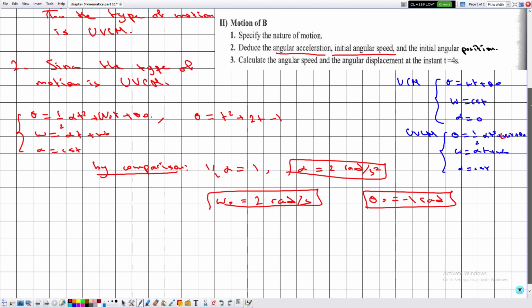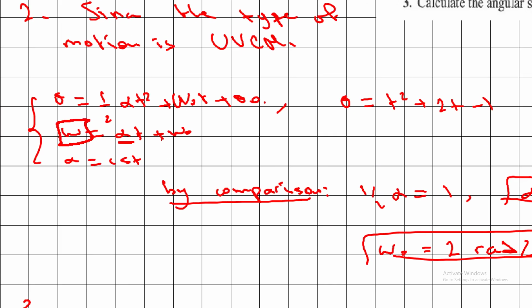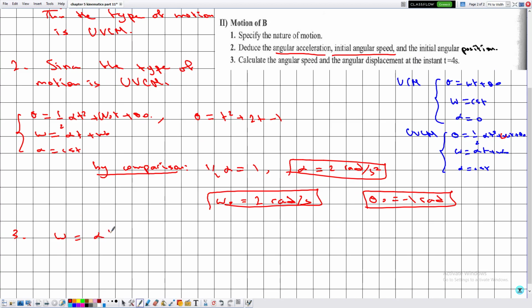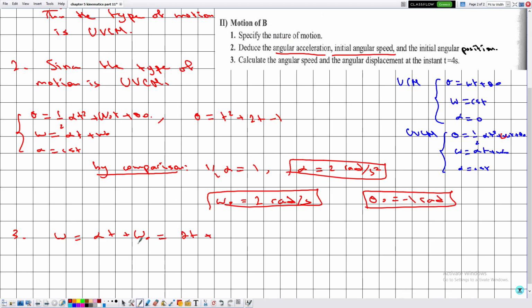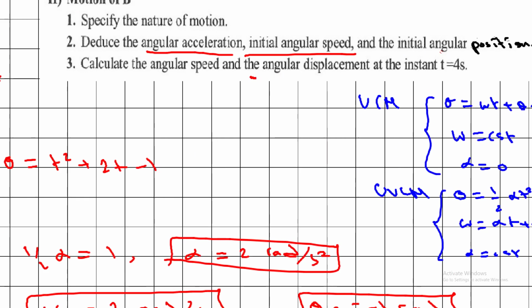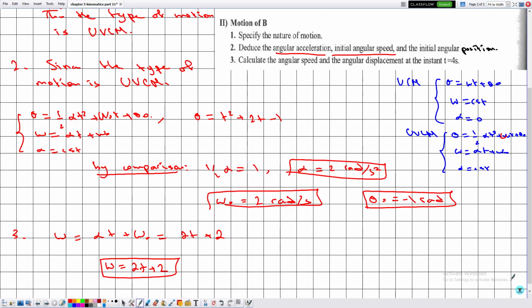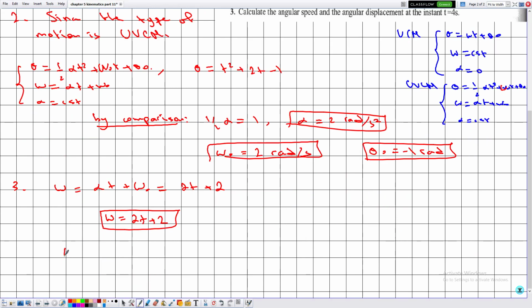And finally in number 3, they are telling me to calculate the angular speed. By determining the angular speed, we are interested in determining omega, which means we need to write it in the following form: omega is equal to alpha t plus omega 0, but the value of alpha is equal to 2, and the value of omega 0 is 2. So the angular speed, because it's UVCM, varies with time. As for the angular displacement, delta theta, which is equal to theta minus theta 0, theta 0 is computed at the instant t equal to 0, which is minus 1.